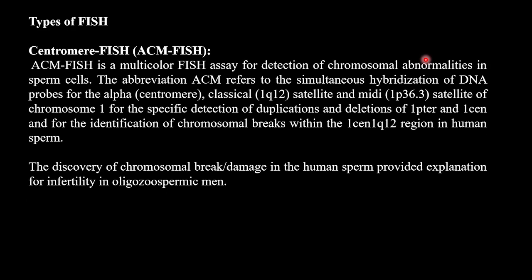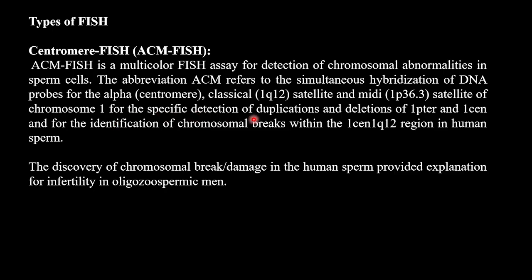Then coming to the centromere FISH. This is the fluorescence in situ hybridization method which is used to study infertility in males. In this particular FISH, the probes which are going to be used are labeled. They are the probes for the centromere position, for the 1q12, which means the larger arm of the chromosome, and for the 1p36.3 satellite of chromosome 1, which means the smaller arm.